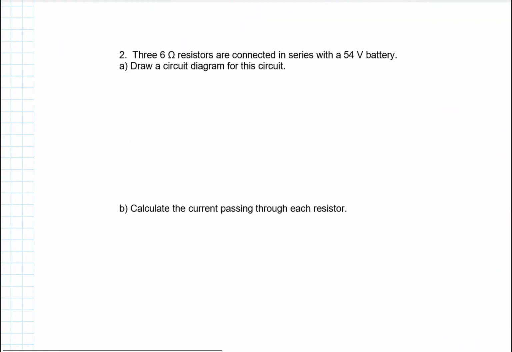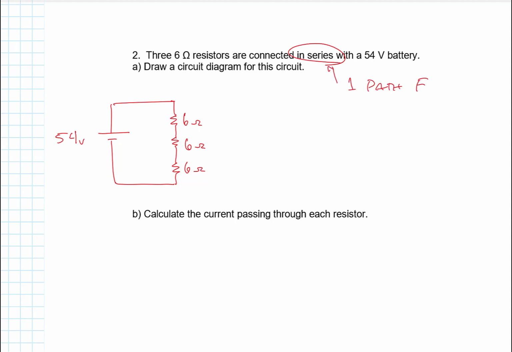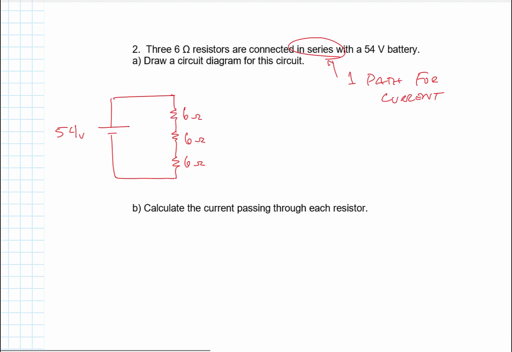So we have 3 6-ohm resistors connected in series to a 54-volt battery. If it's series, then we have this 54-volt battery, and it's connected to 1 series resistor, that's 6 ohms, 2 6 ohms, and 3 of them that are 6 ohms. And so they're all together, all in a row. Because it's series, that means we have one path for the current. There are no choices. Calculate the current passing through each resistor.